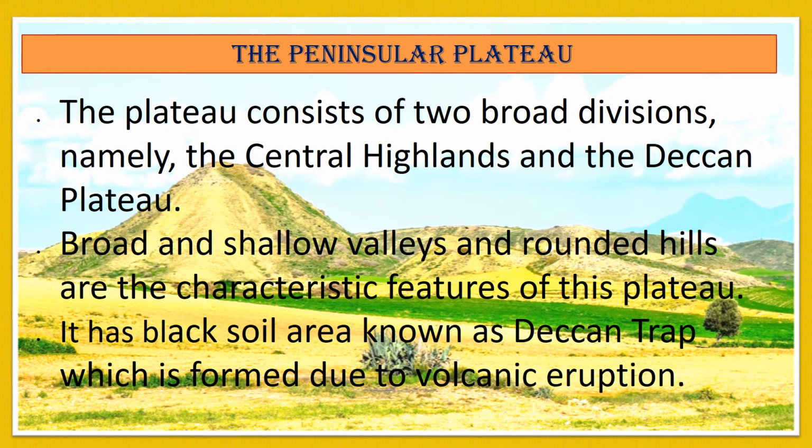The Peninsular Plateau of India is divided into two parts. The first part is the Central Highland, which is further subdivided into three parts. The western part is called Malwa Plateau and the eastern part is known as Chota Nagpur Plateau. In the middle, there is Chhattisgarh Plateau. The southern part of the Peninsular Plateau is called Deccan Plateau. The plateau has broad and shallow valleys and rounded hills, unlike the Himalayan region of India. It has black soil. That area is known as Deccan Trap, which is formed due to volcanic eruption.